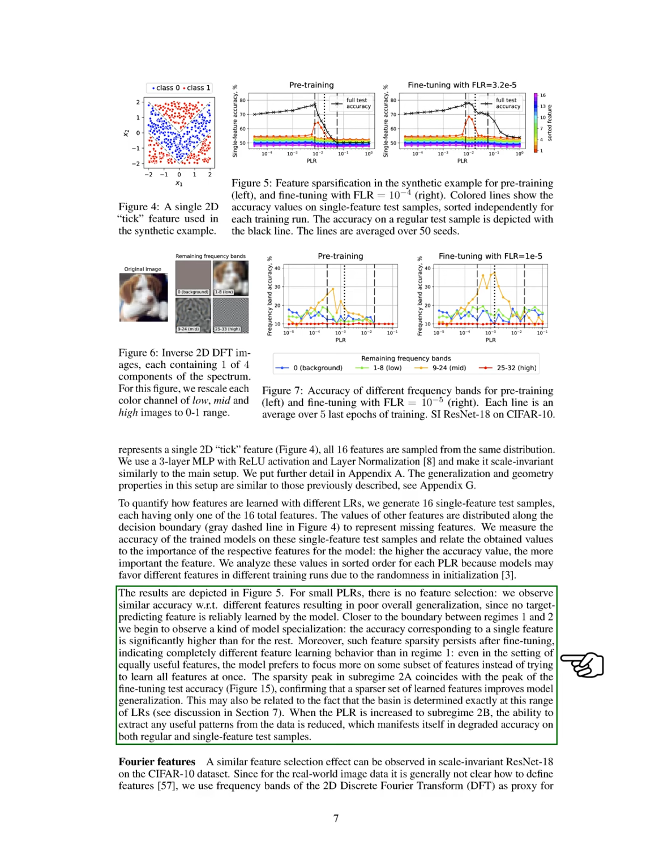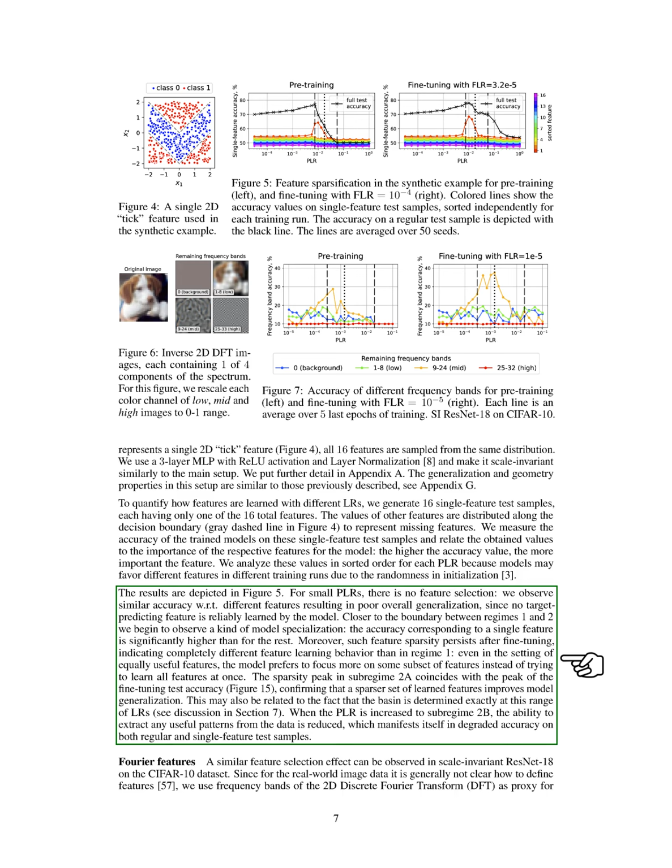As we approach the boundary between the first and second regimes, we notice a specialization in the model. The accuracy for a single feature becomes significantly higher than for others. This feature sparsity continues even after fine-tuning, indicating a shift in feature learning behavior compared to the first regime.